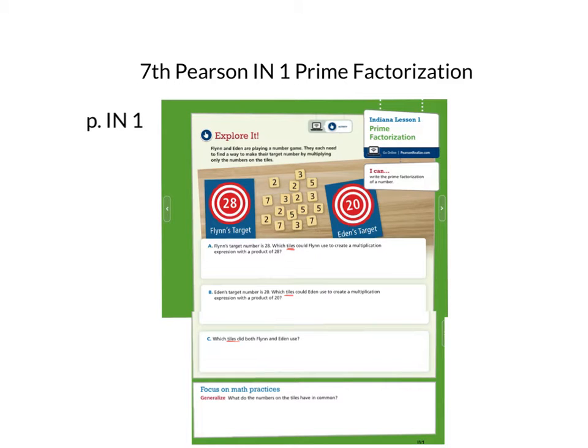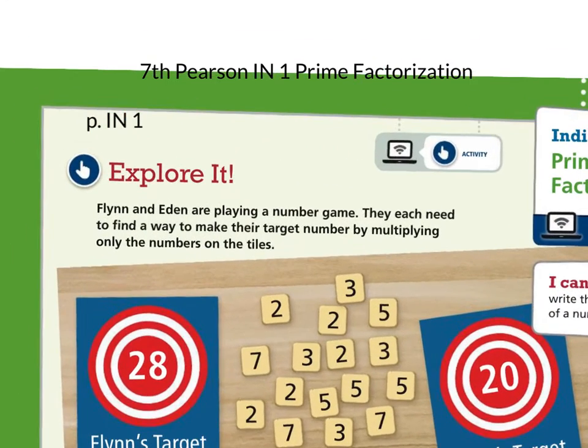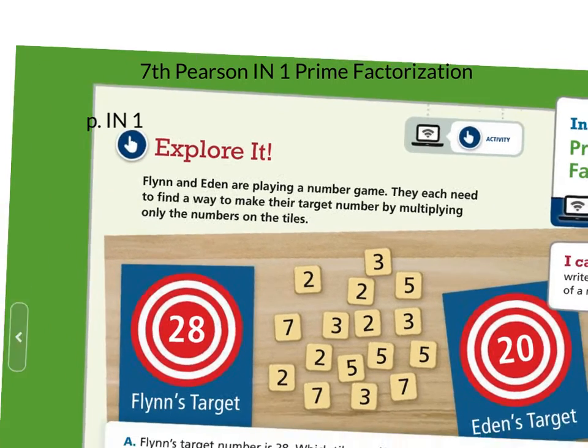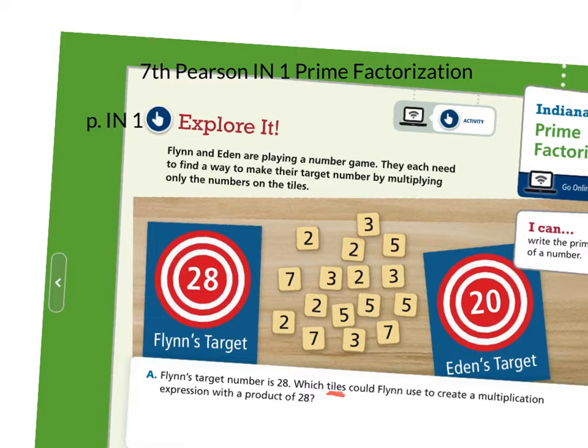Page IN1, lesson IN1 is on prime factorization. So Flynn and Eden are playing a number game. They each need to find a way to make their target number by multiplying only the numbers on the tiles. So Flynn is trying to get to 28, Eden's trying to get to 20.